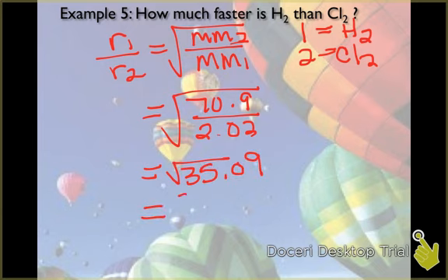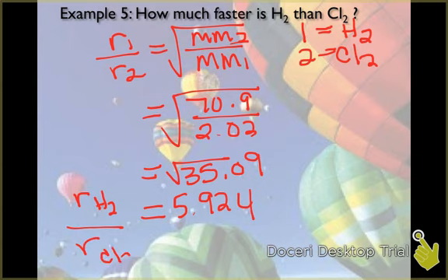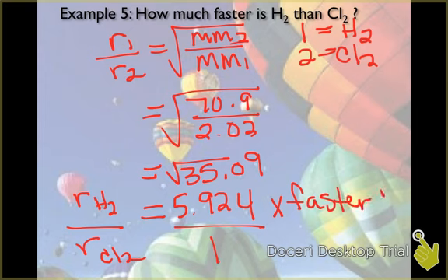Do the square root, and we get 5.924. Now remember, it's R of our H2 over R of chlorine, and remember this is technically over 1. So what this number is telling us is that hydrogen is moving 5.924 times faster than Cl2.